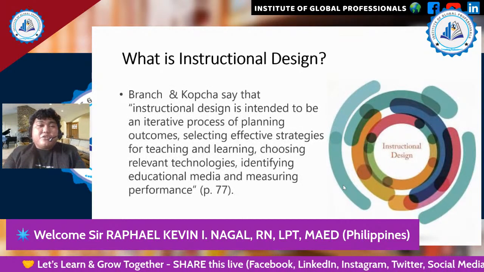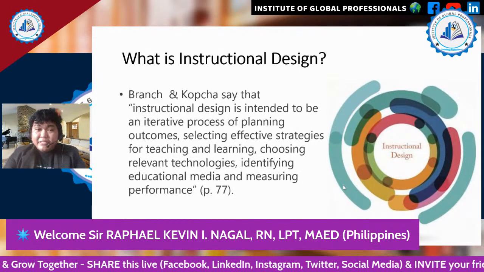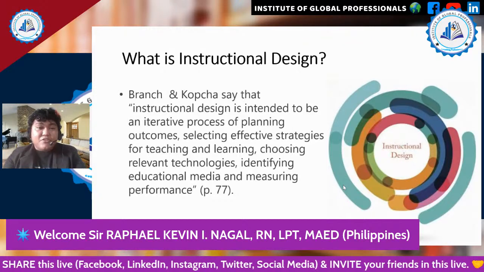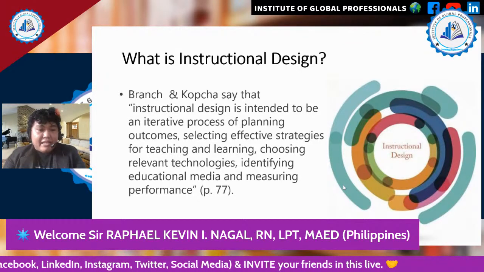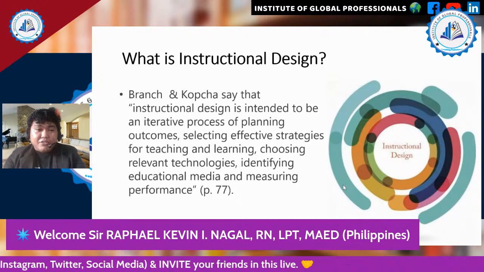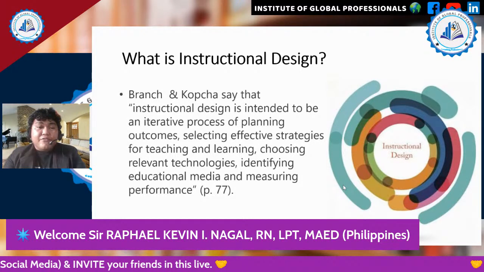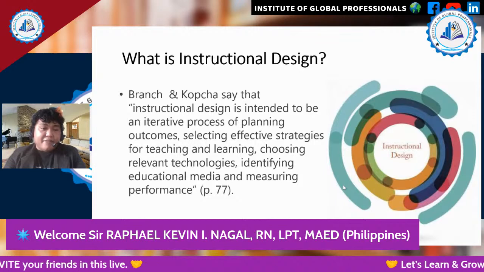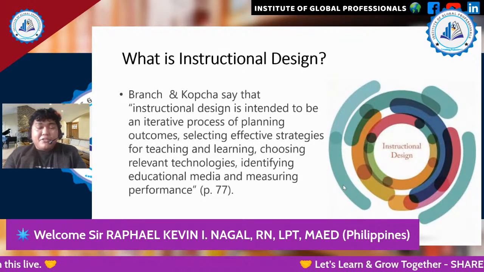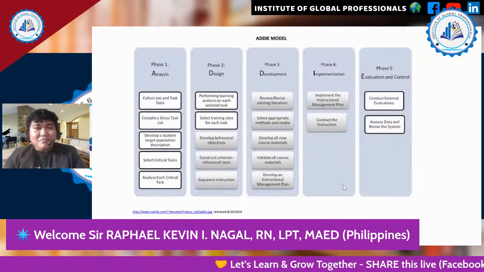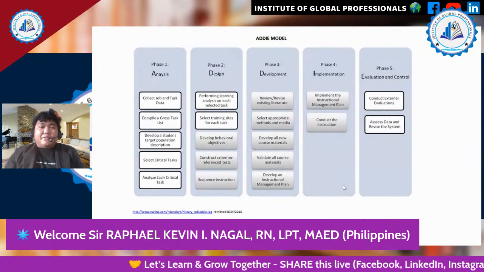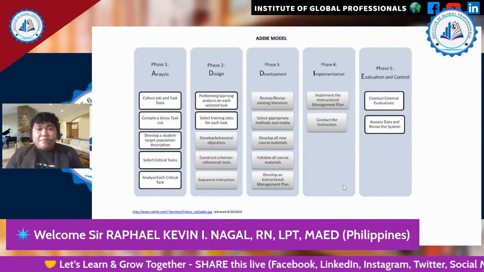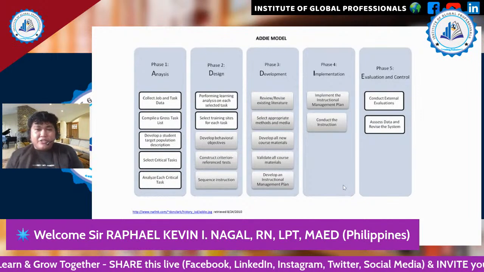Now, Branch and Kopcha actually said that instructional design is intended to be an iterative process of planning outcomes, selecting effective strategies for teaching and learning, choosing relevant technologies, identifying educational media, and measuring performance. Now, here are some examples. Well, I actually chose the top seven models of instructional design.